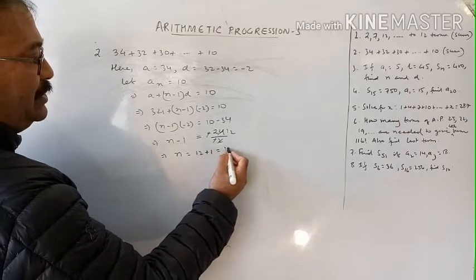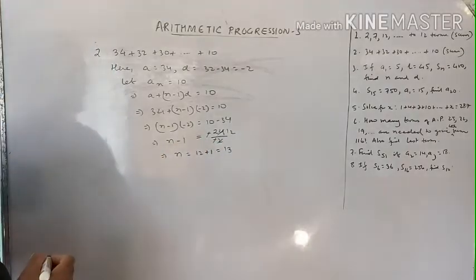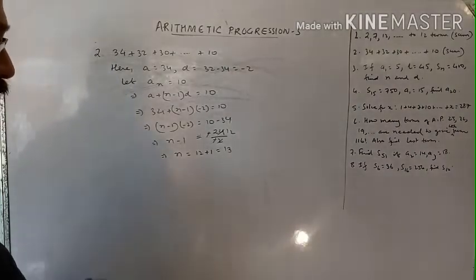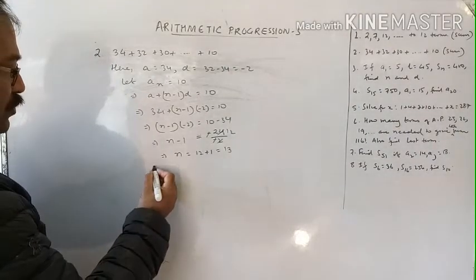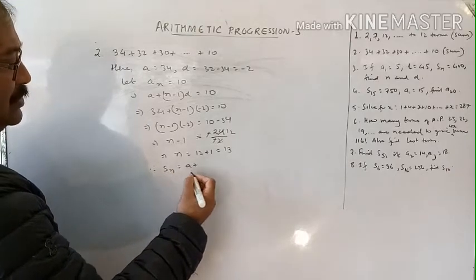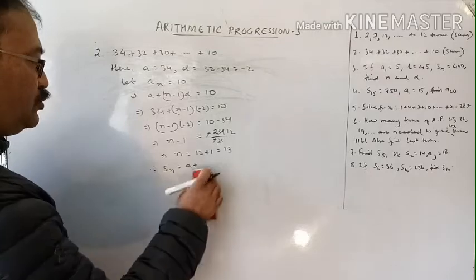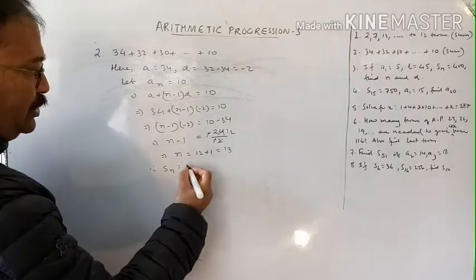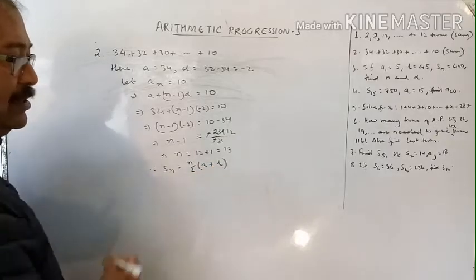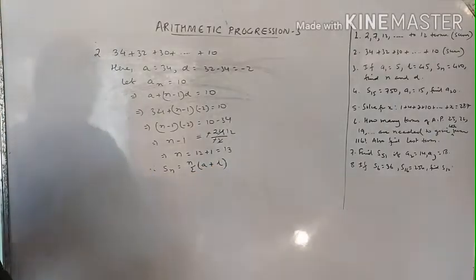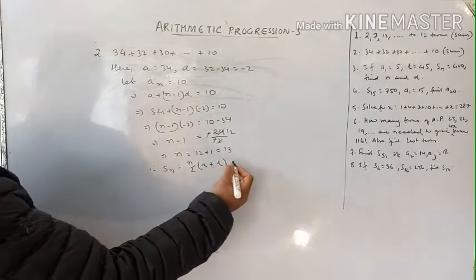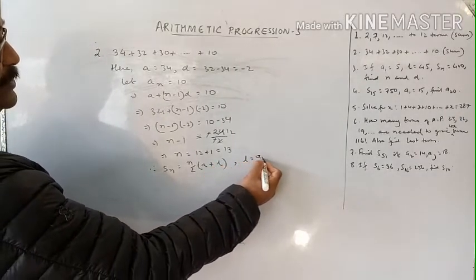12 plus 1, that is 13. So there are 13 terms. So that means we have to find the sum of 13 terms. You know the formula Sn equal to n by 2 into 2a plus n minus 1 d, but you can use this formula also since you know the last term: Sn equal to n by 2 into a plus l. This is the formula, if you know the last term, where l is the last term.